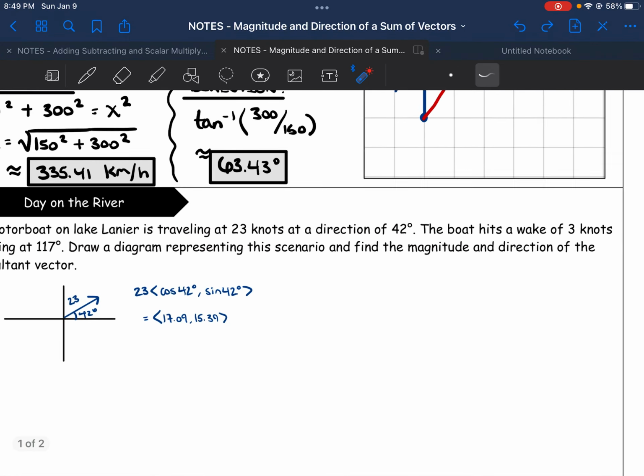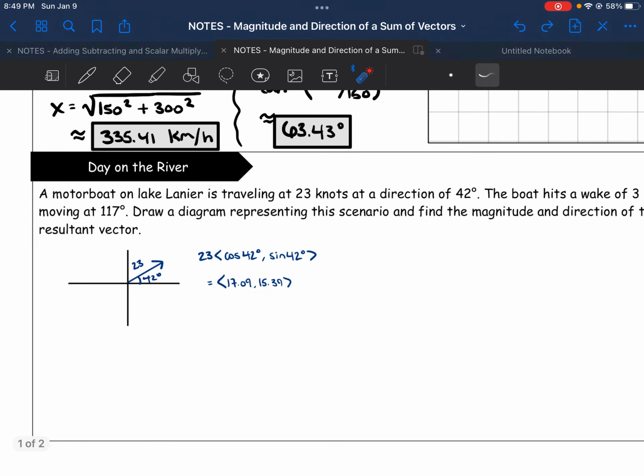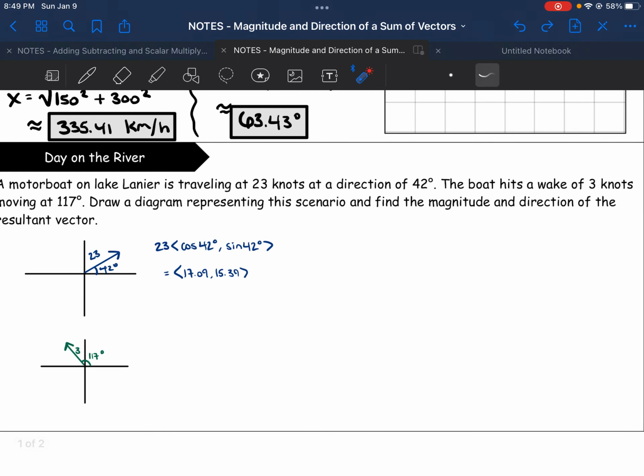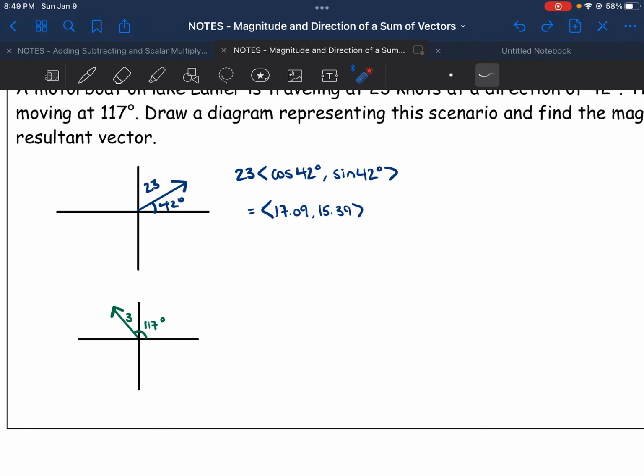Now this boat is getting hit by a wake going 3 knots, moving at 117 degrees. So I'm going to draw a different diagram for this vector. Here's our vector with magnitude 3, 117 degrees with respect to the horizontal. If we write our component form here, here's our magnitude on the outside, cosine of the angle, sine of the angle. Again, calculate these in the calculator, then distribute the 3 into the vector. We get negative 1.36 and 2.67. So we have both of our vectors from this problem represented in component form.